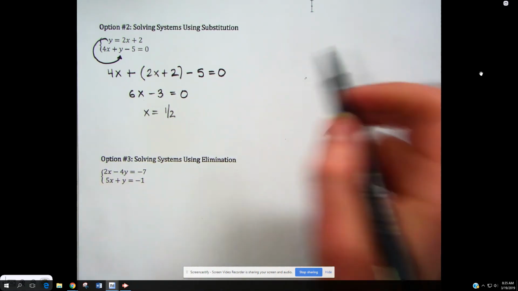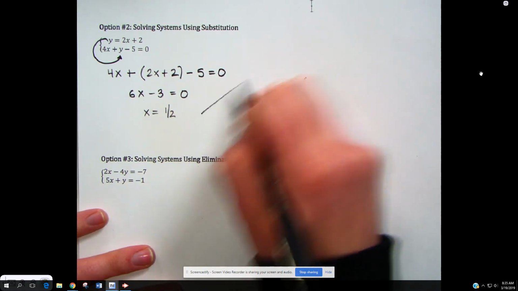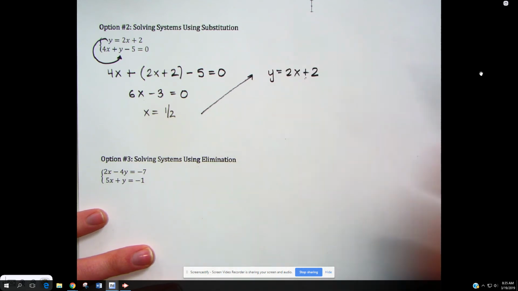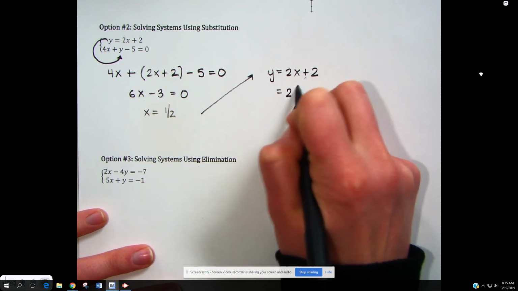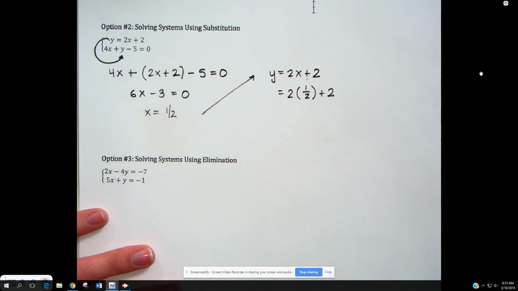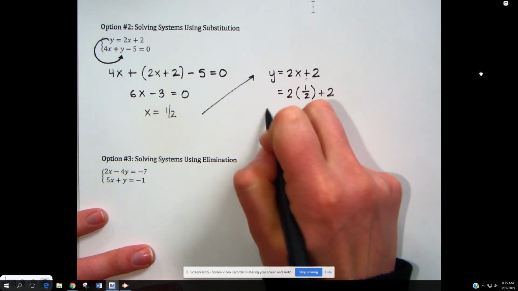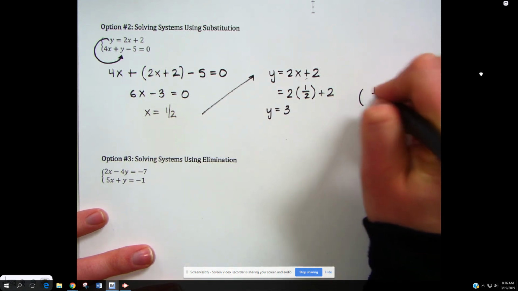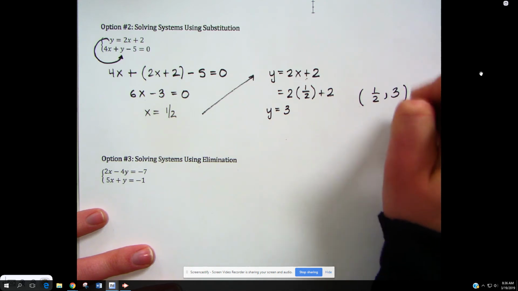So I'm going to go back to that first equation, and I'm going to use y equals, right? It's already set up to tell me the y value. So I'll go ahead and plug in that solution, and I will add things together, right? I'll get 1 plus 2. I'll get y equal to 3. So my solution to this system is at (1/2, 3).